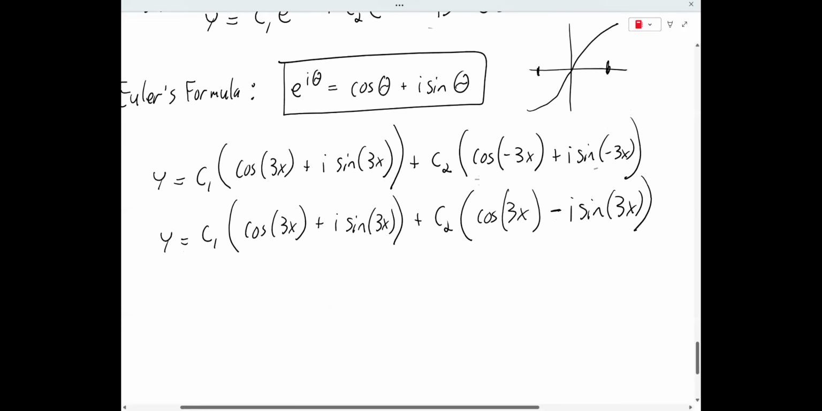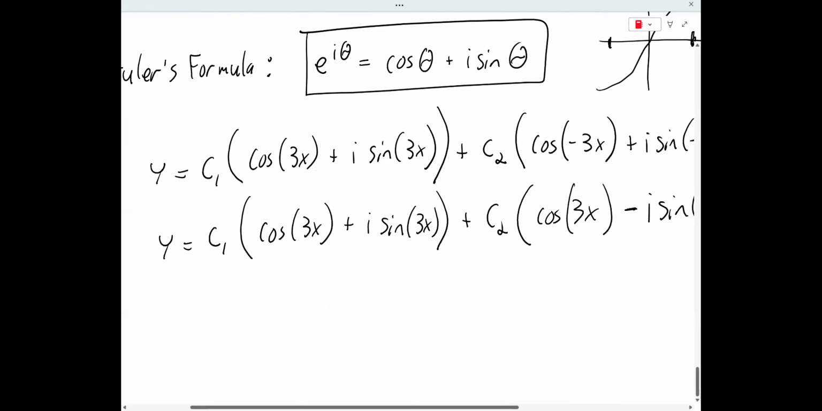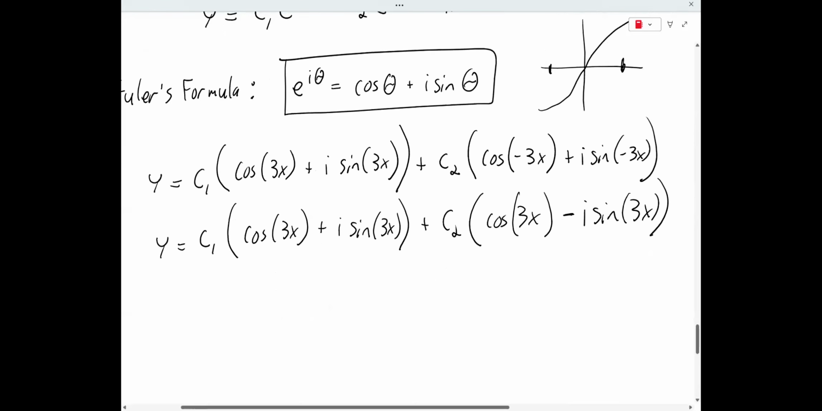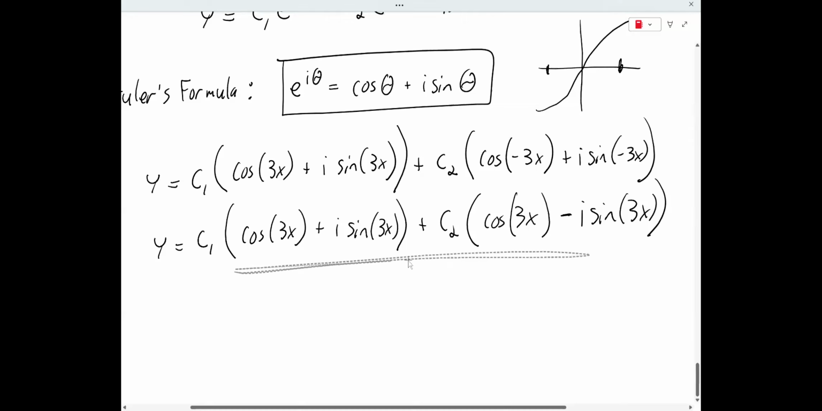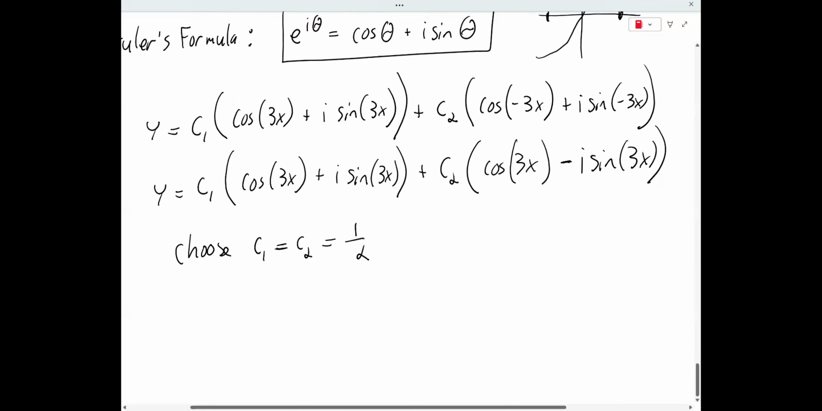Okay, but anyway, here then, it still looks like a mess. But now what you do here, if you pick judicious choices for C1 and C2, remember, this is the general solution, right? It has all the solutions here. I can find some particular solutions if I pick values of the constants. So if you choose C1 equals C2 equals 1/2.